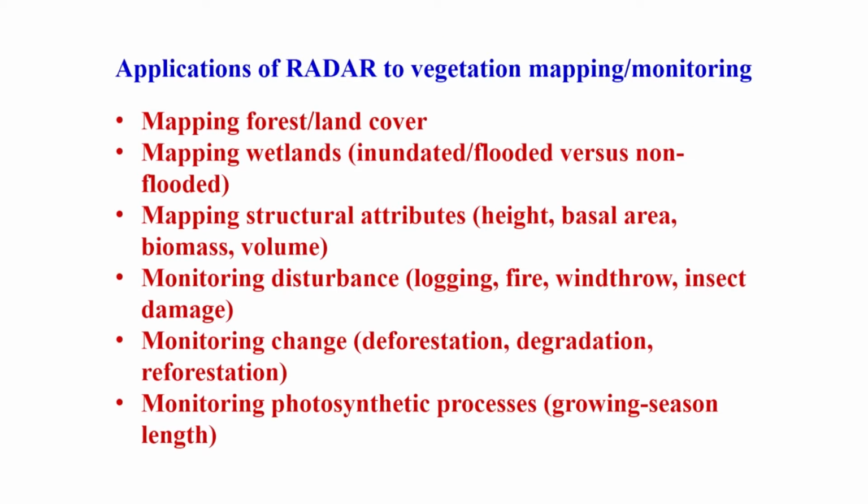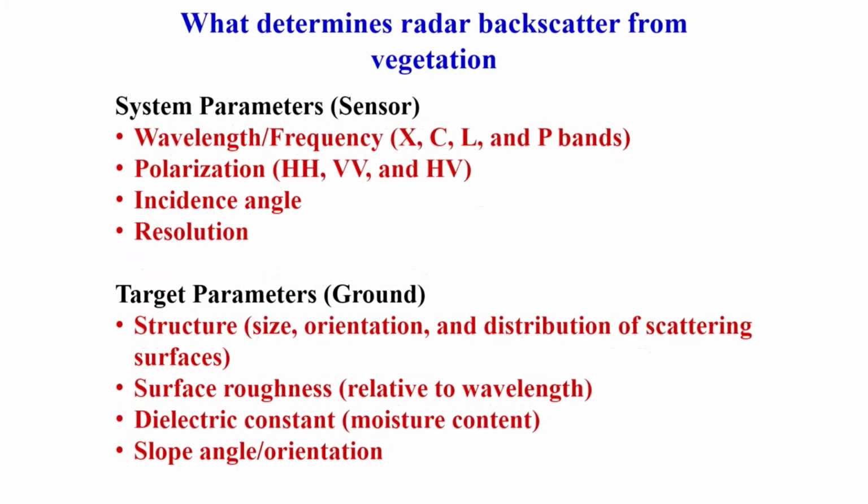So these are some of the broader applications where radar can be used for vegetation mapping and monitoring: mapping the forest land cover, mapping wetlands, and its structural attributes using radar data sets, interferometry, height, basal area, biomass, volume, monitoring the disturbances, the changes and the photosynthetic processes. So these are some of the parameters which govern the reflection of the energy with respect to the different terrain features or system parameters.